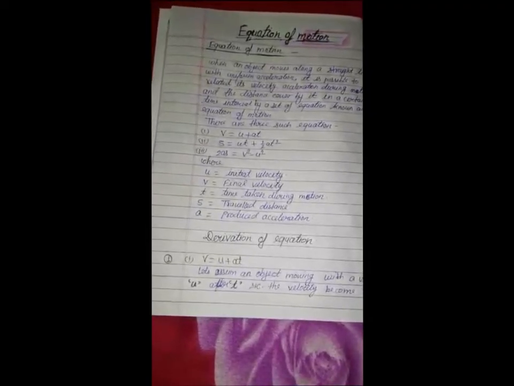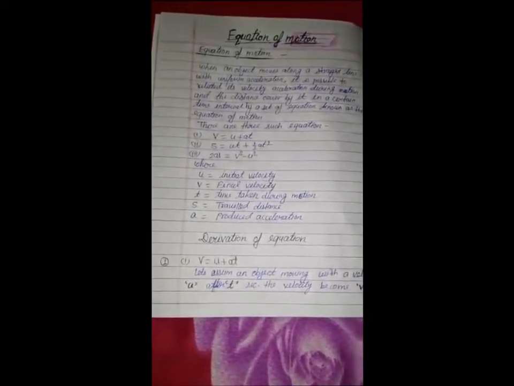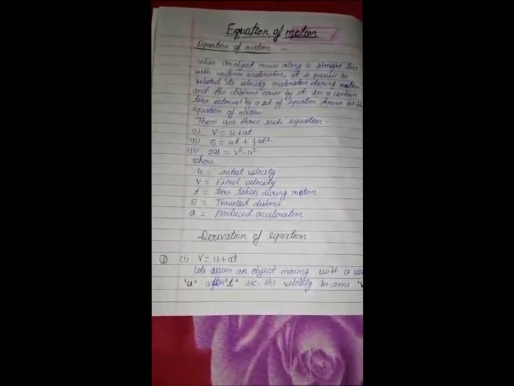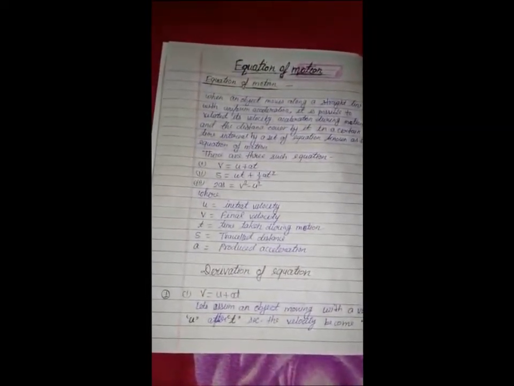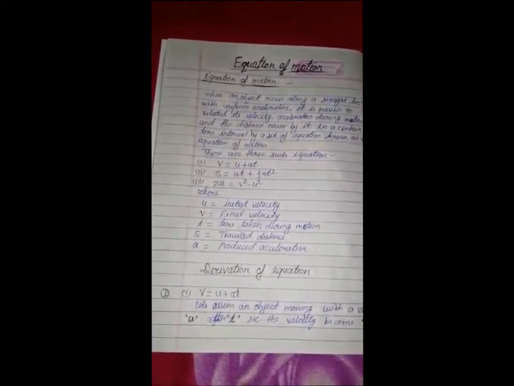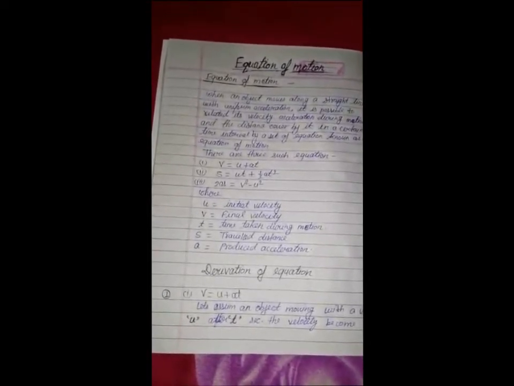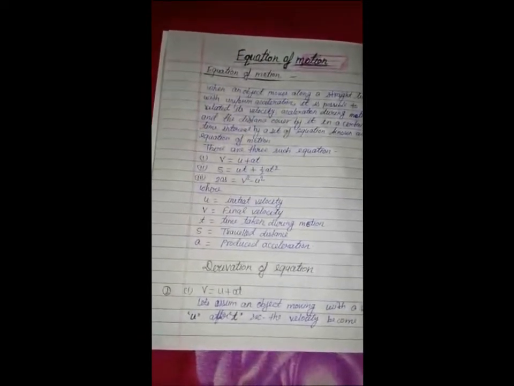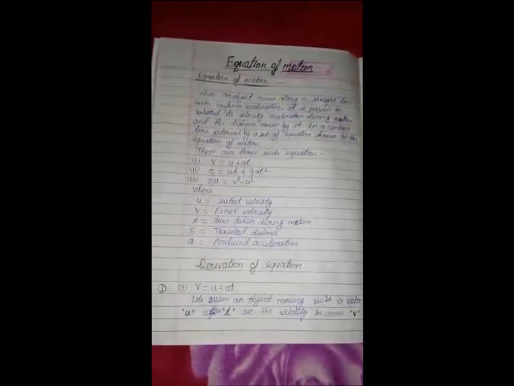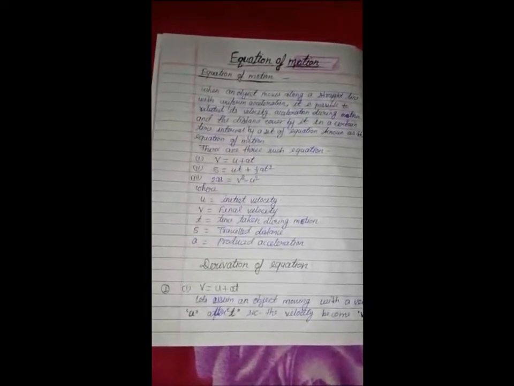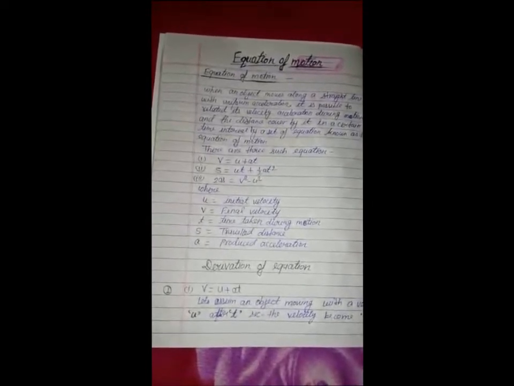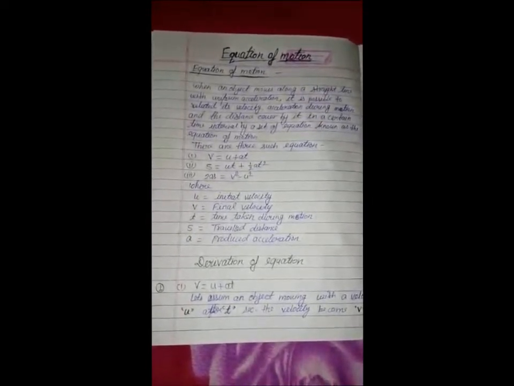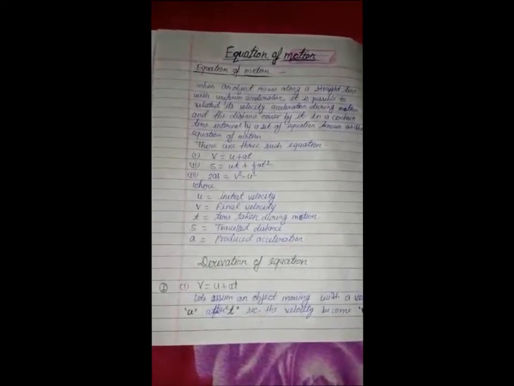Friends, today you learn about the equation of motion. As you know, when an object moves in a straight line, its velocity is changed. And when the velocity is changed, therefore acceleration is involved. It is possible to relate its velocity, acceleration during motion, and the distance covered by it in a certain time interval by a set of equations known as equations of motion.